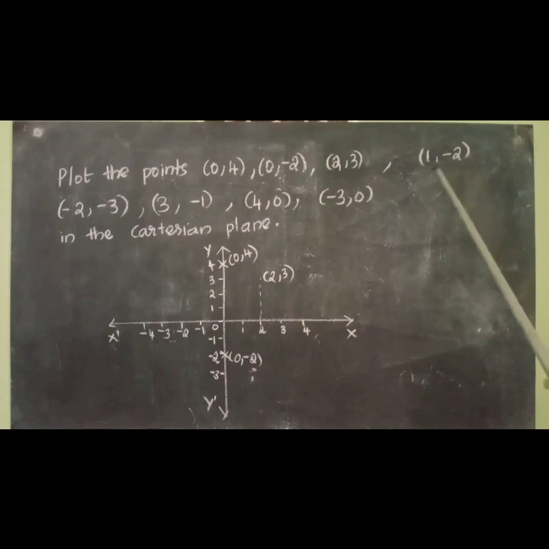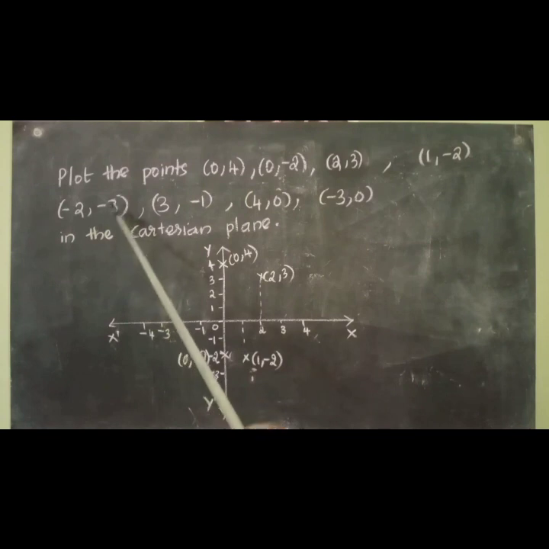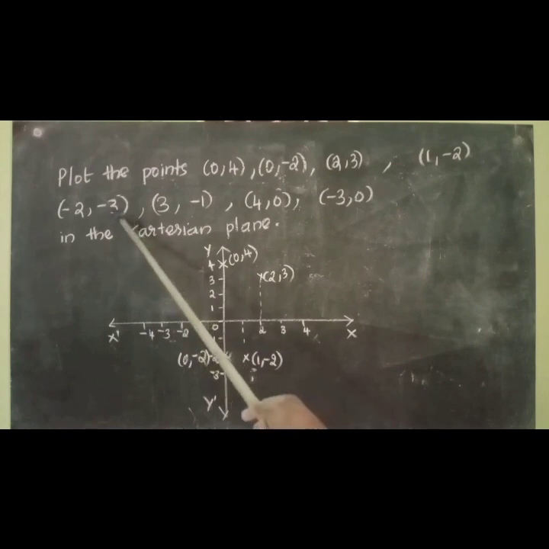Next (1, -2): x coordinate 1 is this one. Then y coordinate -2; y coordinate is negative, so we have to move down. If y coordinate is positive, you have to move up. Here y coordinate is negative, so we move 2 units down from 1. So it is here. Next (-2, -3): x is -2, it is here. Then y coordinate is negative, so you have to move down. How much down? 3 units down from -2. It is here, (-2, -3).